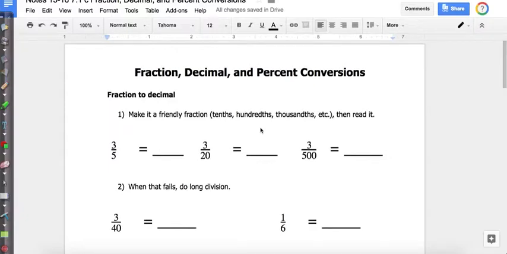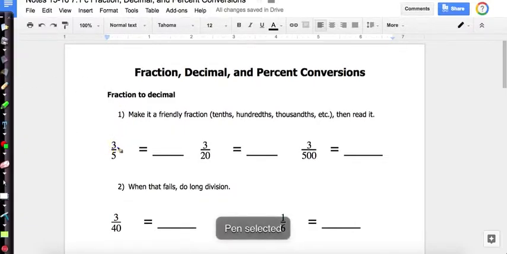Welcome to my video on fraction, decimal, and percent conversions. So the first one we're going to look at is how to change a fraction to a decimal. Step one is to make it a friendly fraction.